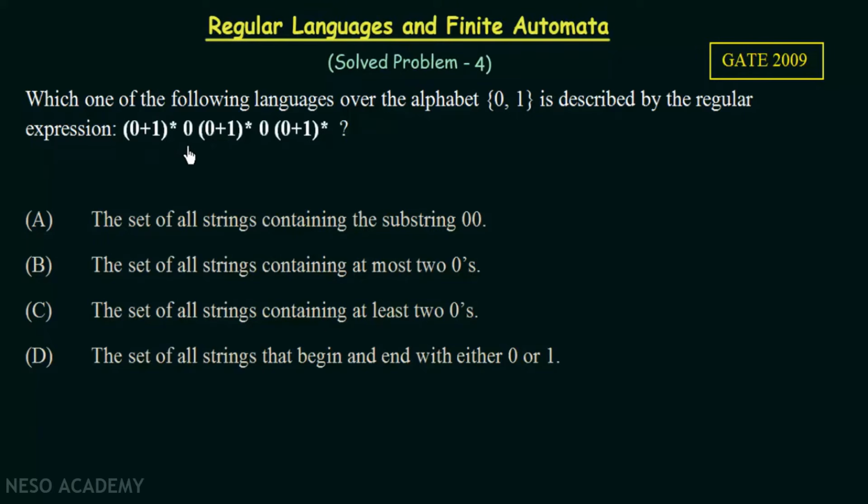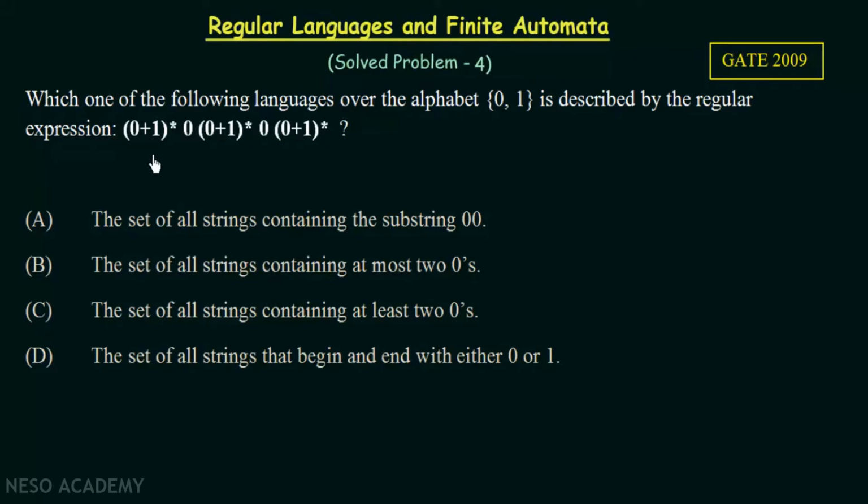Then we have another 0 here. This 0 has to be there. It does not have any plus symbol or closure symbol, so this 0 will be there. And then again we have (0+1)*, which is similar to this. That means 0 or 1, any number of it or none of it. And then again we have another 0 here without any plus or closure symbol, which means that this 0 has to be there for sure. And then we again have (0+1)*, the same as the first two that we have discussed. That means any number of zeros or ones or none of it.